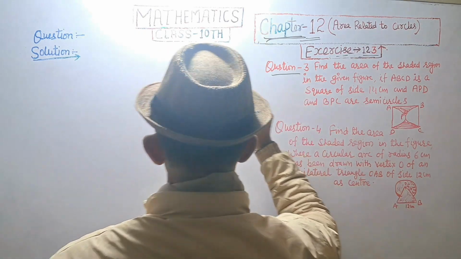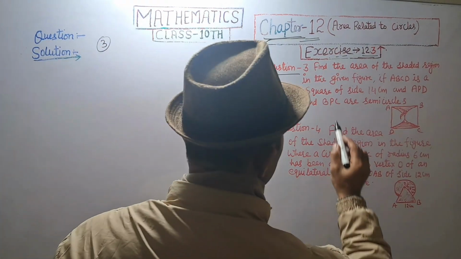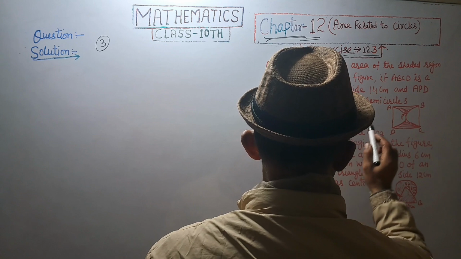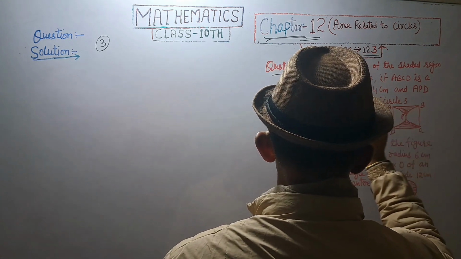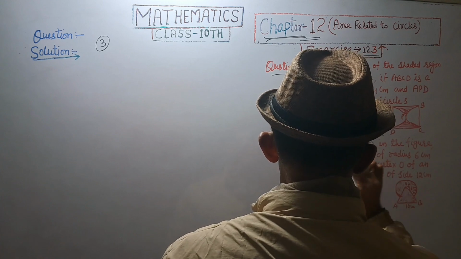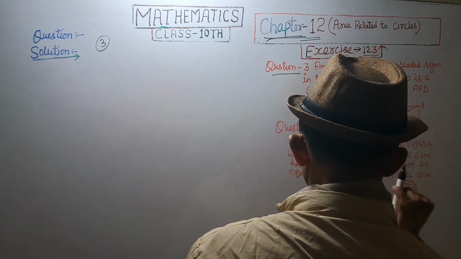Question number 3. Find the area of the shaded region in the given figure if ABCD is a square of side 14 cm and APD and BPC are semicircles.